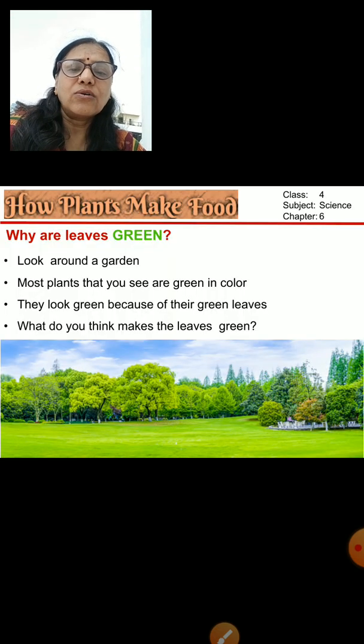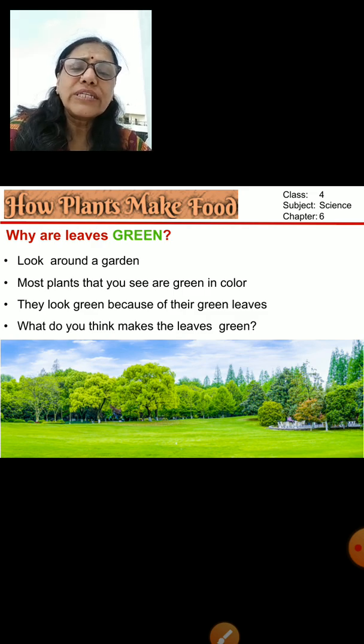Whenever you look around in the garden or in your surroundings, there are many plants, right? And they look green in color because they have got green leaves.